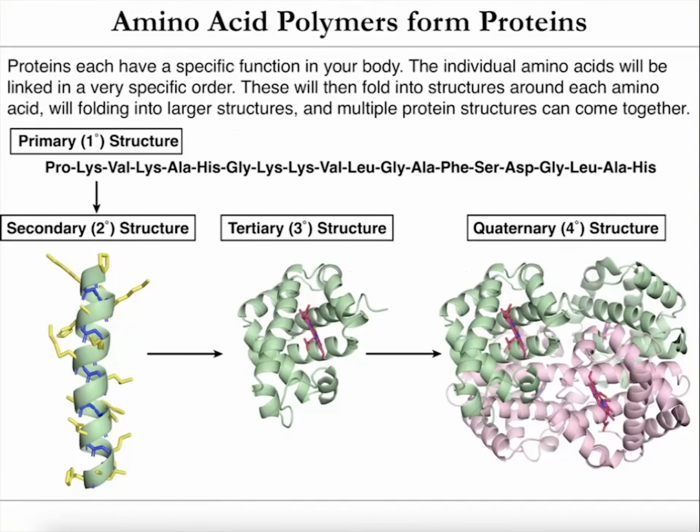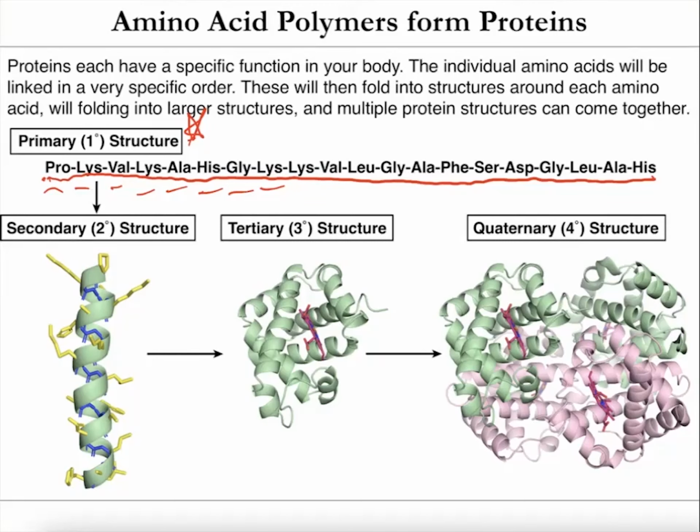And so we're going to talk about proteins more in the next lecture, but these amino acids form proteins, and the formation of basically these peptide bonds between these 20 different amino acids in a particular sequence, that's referred to as primary structure. So that's just the specific order that these 20 different amino acids are in this protein. And you can see this particular one has a proline, then a lysine, then a valine, then a lysine, then an alanine, then a histidine, then a glycine, then a lysine, and so on and so forth.